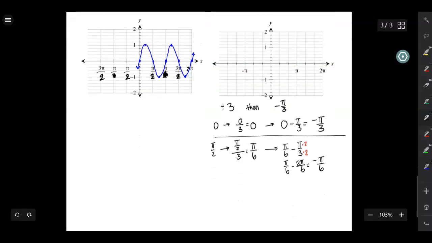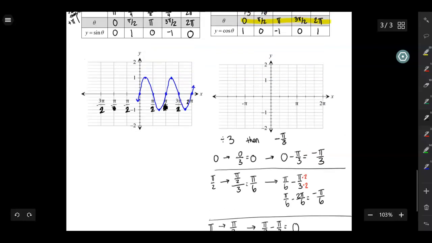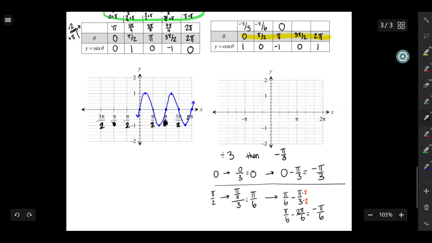Okay, let's do the next one. I'm going to take pi. That's my original value. I'm going to start by dividing it by 3. Then I'm going to take pi thirds and subtract pi thirds. Well, pi thirds minus pi thirds is just going to be 0. So that's my new x value there.